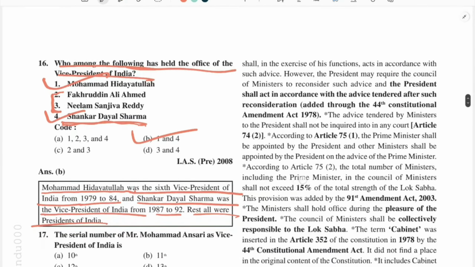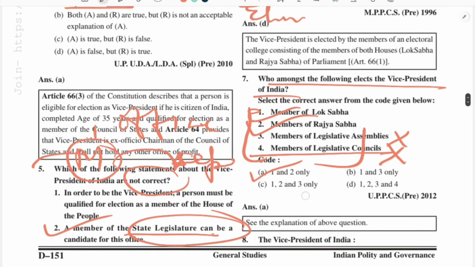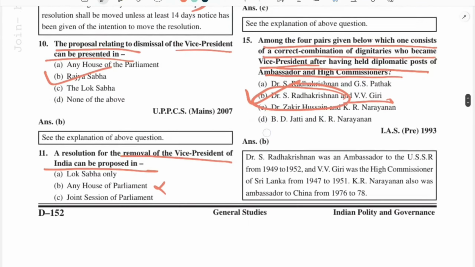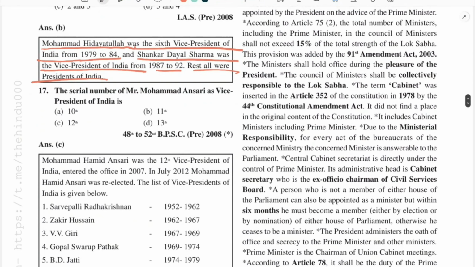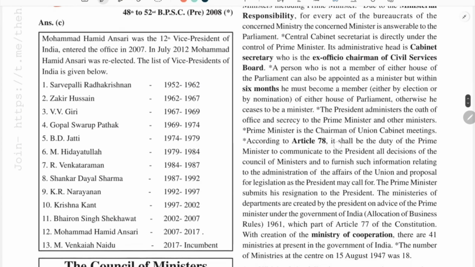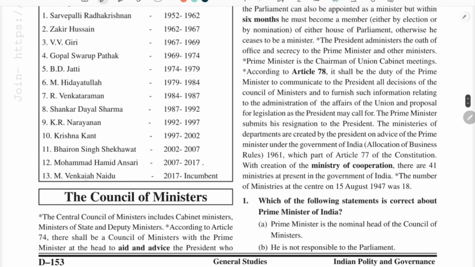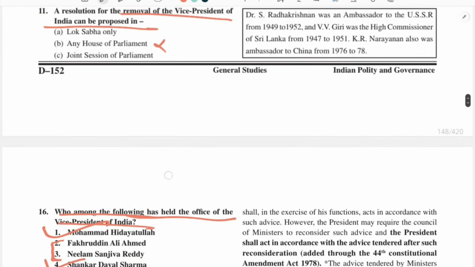Any question which is remaining? The serial number of Mr. Mohammed Hamid Ansari. So C, 12th. And at present, Venkaiah Naidu is the 13th vice president. And at present, we have Jagdeep Dhankhar, who is the 14th vice president.